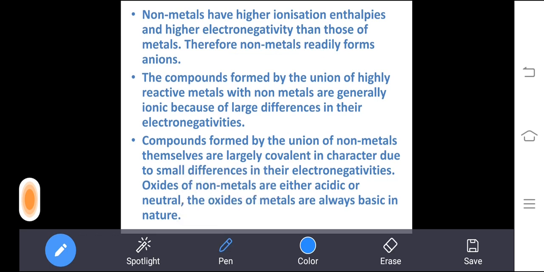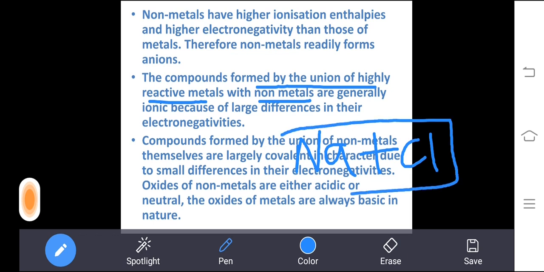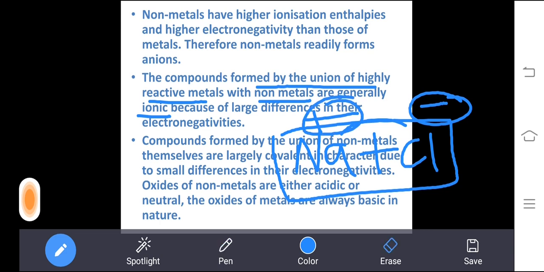The compounds formed by the union of highly reactive metals like sodium with non-metals like chlorine will generally be ionic, because here there is loss of electrons and gain of electrons. So the electrostatic force of attraction leads to the formation of ionic bonds.